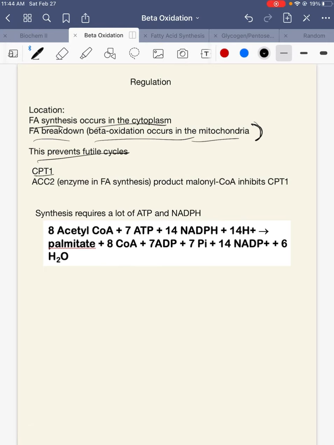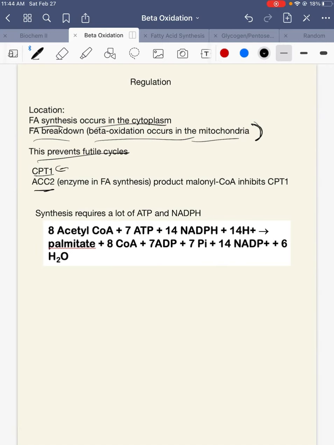So we get it inside the mitochondria using something called the carnitine shuttle, which I have in the next few slides. So an enzyme in the carnitine shuttle is called CPT1. It allows the fatty acid to enter the intermembrane space from the cytosol. So CPT1 can be regulated by ACC2. ACC2 is an enzyme we talked about in fatty acid synthesis, similar to ACC1, except that instead of existing in the cytosol, it's in the outer membrane of the mitochondria.